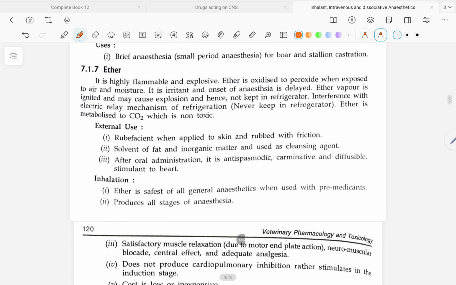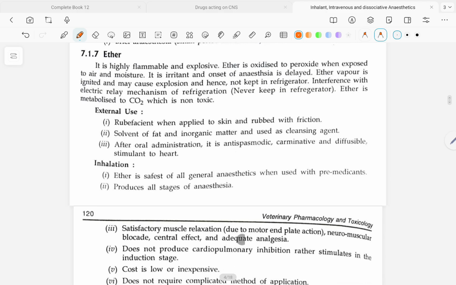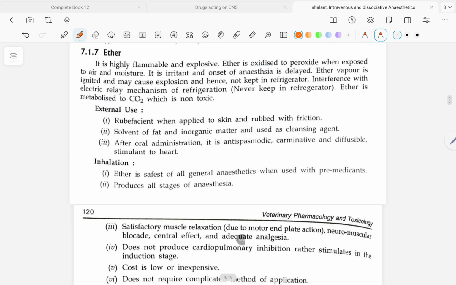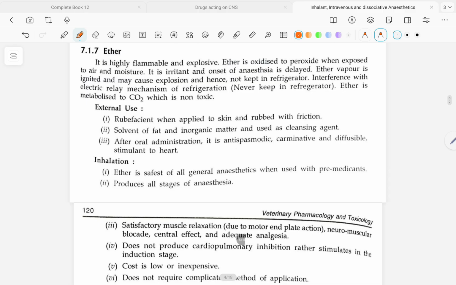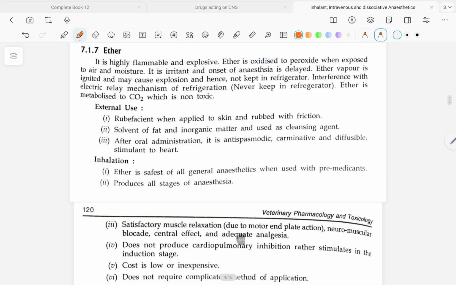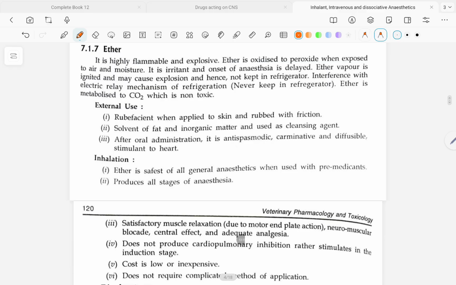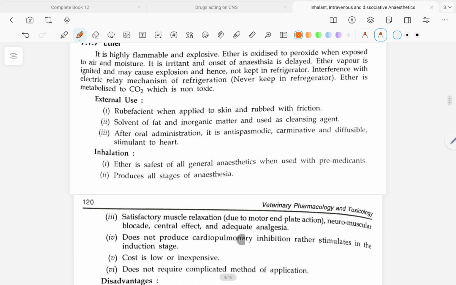Ether. It is highly flammable and explosive. Ether is oxidized to peroxide when exposed to air and moisture. It is irritant and onset of anesthesia is delayed. Ether vapor is ignited and may cause explosion and hence not kept in refrigerator, due to interference with electric relay mechanism of refrigeration. Never keep in refrigerator. Ether is metabolized to CO2, which is non-toxic.